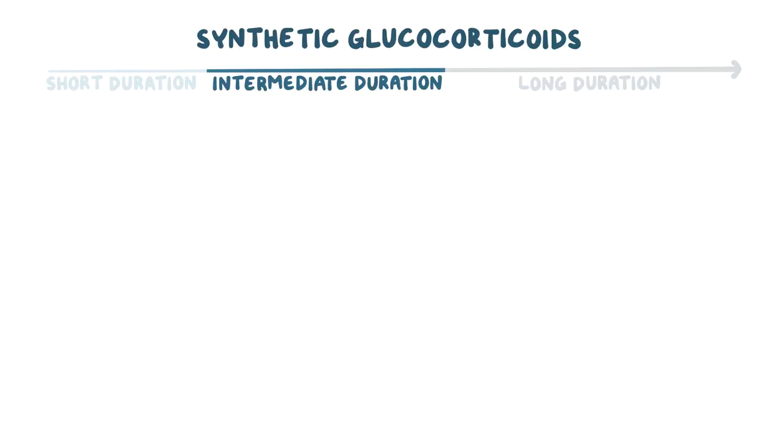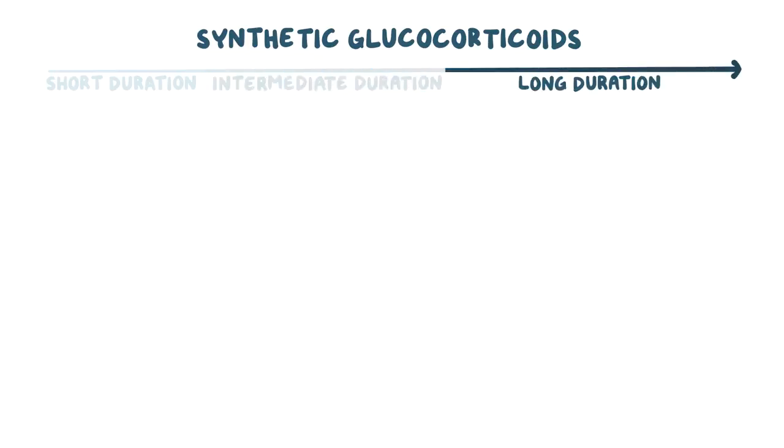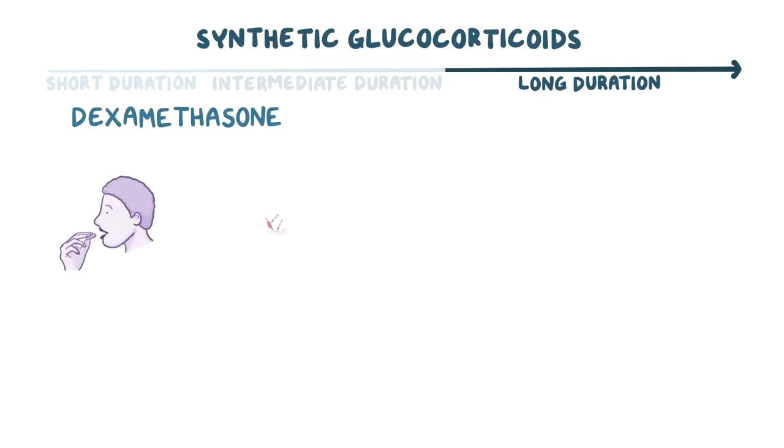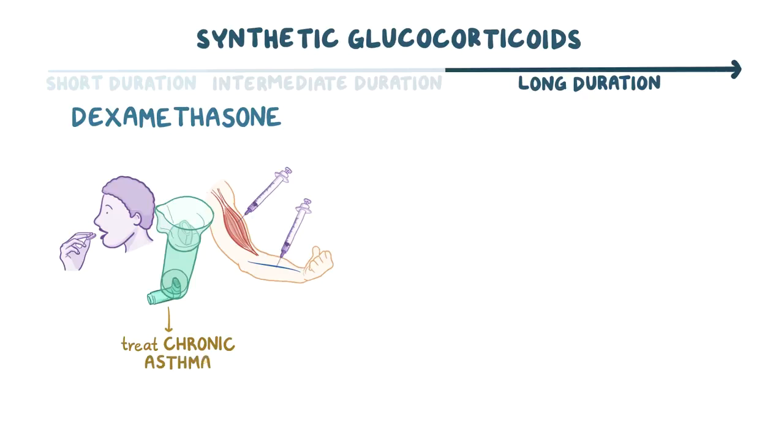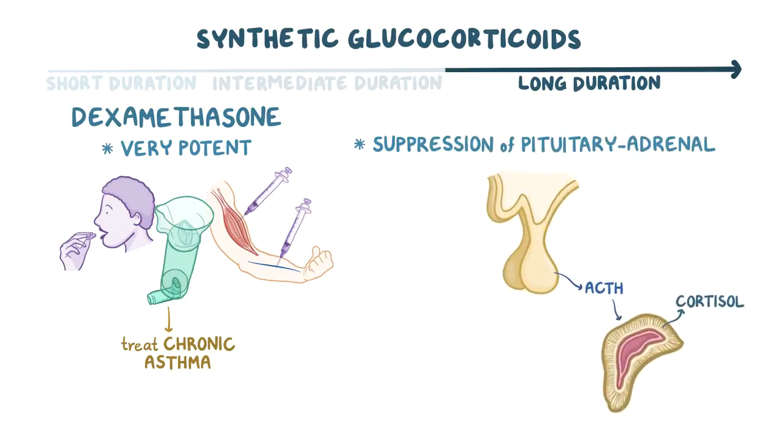Finally, the third group includes synthetic glucocorticoids with long duration of action, like dexamethasone. They are taken per oral, injected into a vein or muscle, or used in an inhaler to treat chronic asthma. Dexamethasone is a very potent medication and often causes marked suppression of the pituitary-adrenal axis, even if given in a low dose, meaning dexamethasone provides a negative feedback to the pituitary gland, which leads to suppression of ACTH secretion. This, in turn, lowers the natural production of cortisol.